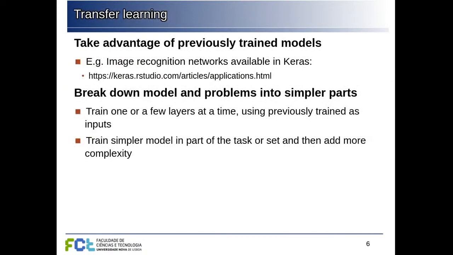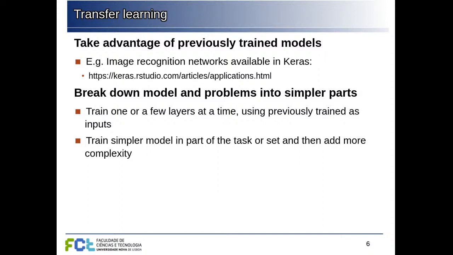So basically, in transfer learning, in the context of this course, we're going to take advantage of models that were previously trained on other data sets. For example, you can use image recognition networks that were trained on ImageNet, which is a very large data set with 1.2 million images in 1,000 categories. So these networks can be very powerful because they have a lot of data to train on. But training these networks is beyond the hardware capabilities of most of us. We don't have computers to train these kinds of networks.